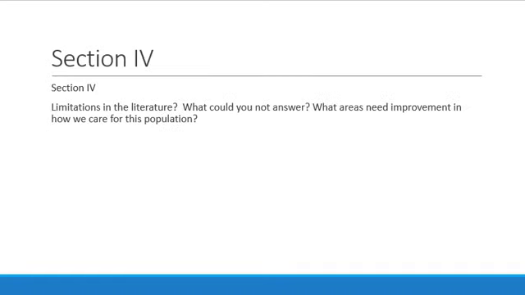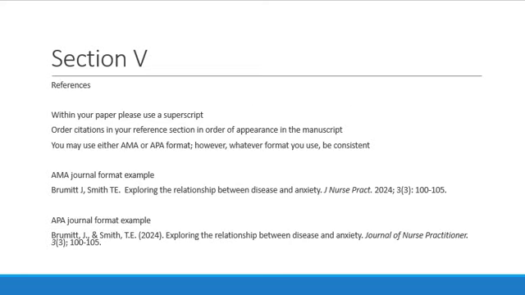Section 4, what limitations are there in the literature? What could you not answer or answer very well? What areas need improvement in how we care for this population? This is like a conclusion section. This gives you a chance to kind of summarize limitations that you found. Section 5, last section, is your references.